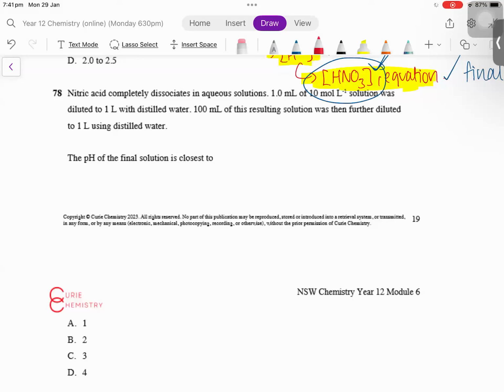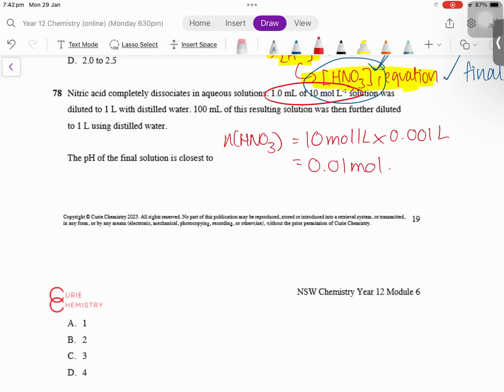Same thing, keep track of your moles until you get to the end. Okay, so read the question from start to end. So we just read it one by one. Nitric acid completely dissociates in aqueous solution. There's nothing there. And then in the second sentence, it says 1 ml of 10 molar solution. This is where I start. So I'm going to calculate my initial moles. Is equal to 10 mole per liter times 1 mL, which is 0.001 liters. That'll give me 0.01 mole.